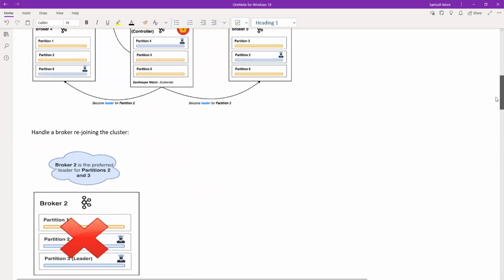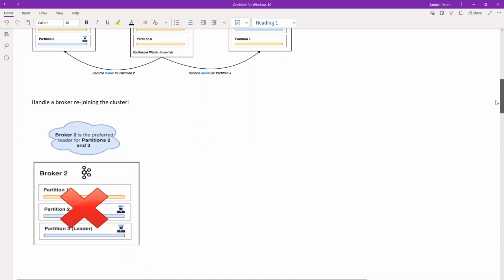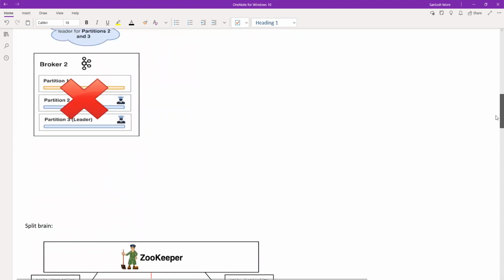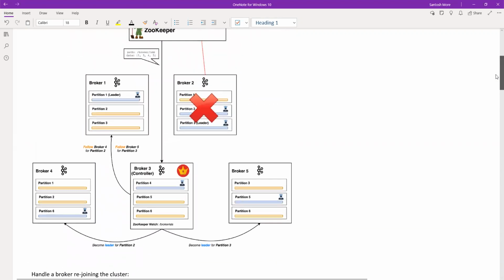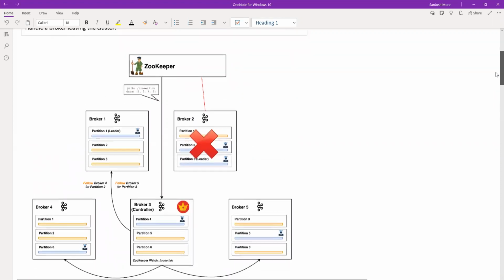So this is also a very important function or feature of the controller. If you really understand now, the controller broker is a very important broker service. It is just like a service, but any broker can be a controller. Okay, any questions so far?